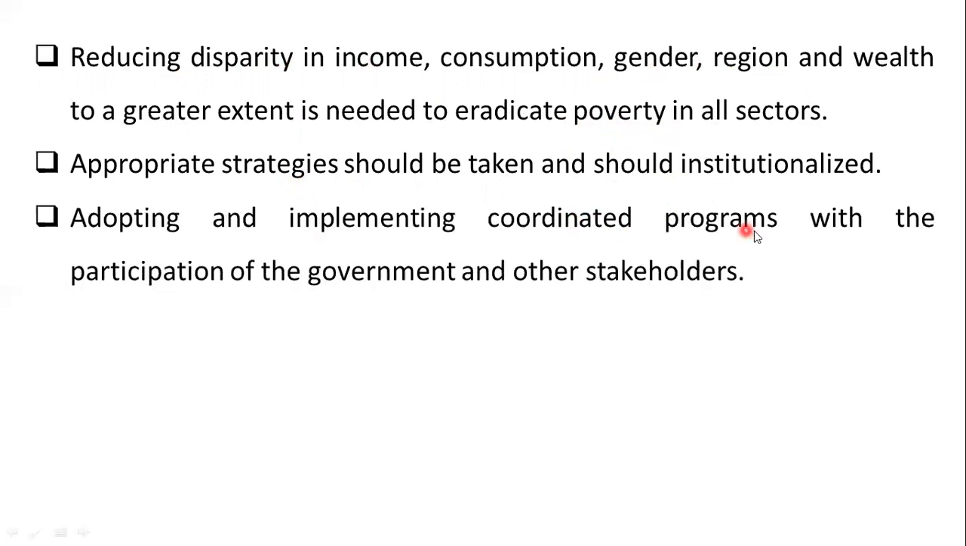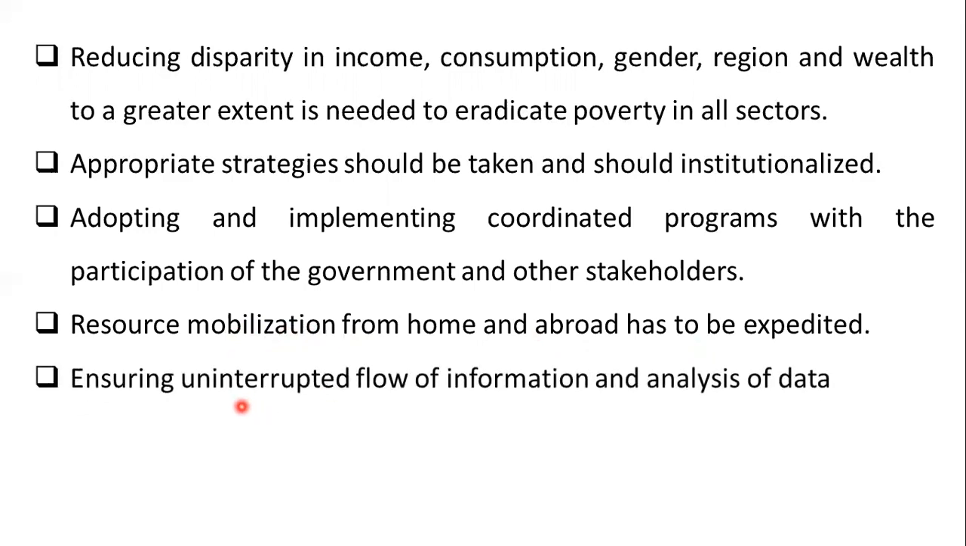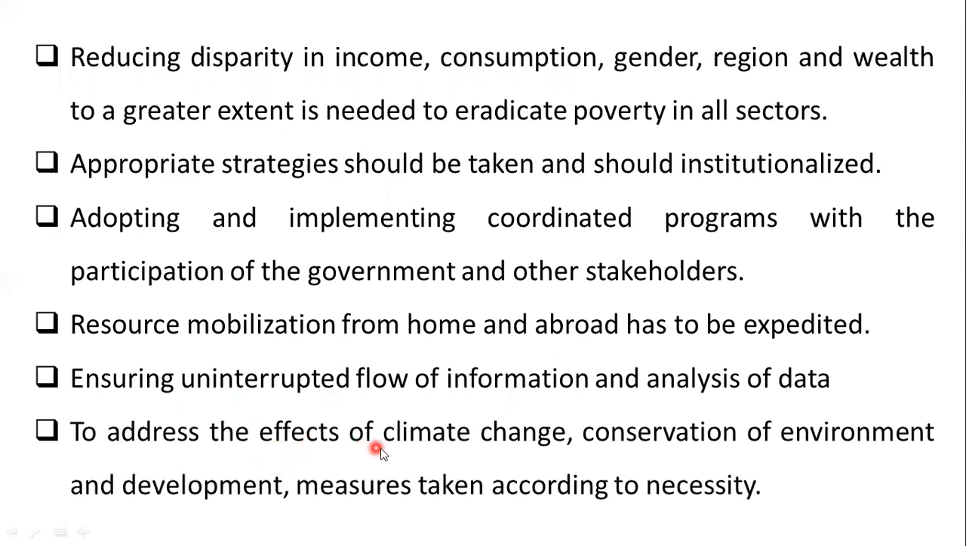Adopting and implementing coordinated programs with the participation of the government and other stakeholders. That means it might be the public-private partnership, triple P: public, private, and partnership. And resource mobilization from home and abroad has to be expedited. That means it must not be limited to someone. That should be the mobilization, place to place, man to man, that will ensure it. Ensuring uninterrupted flow of information and analysis of data. And to address the effects of climate change, conservation of environment and development measures should be taken according to necessity.